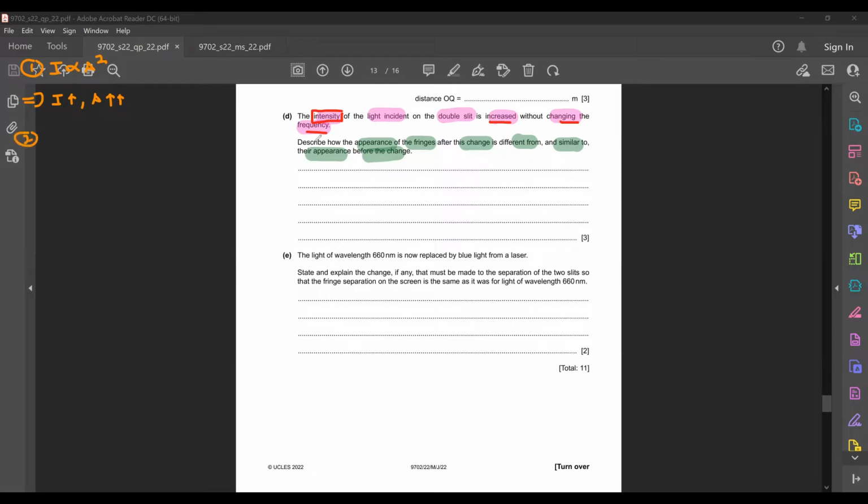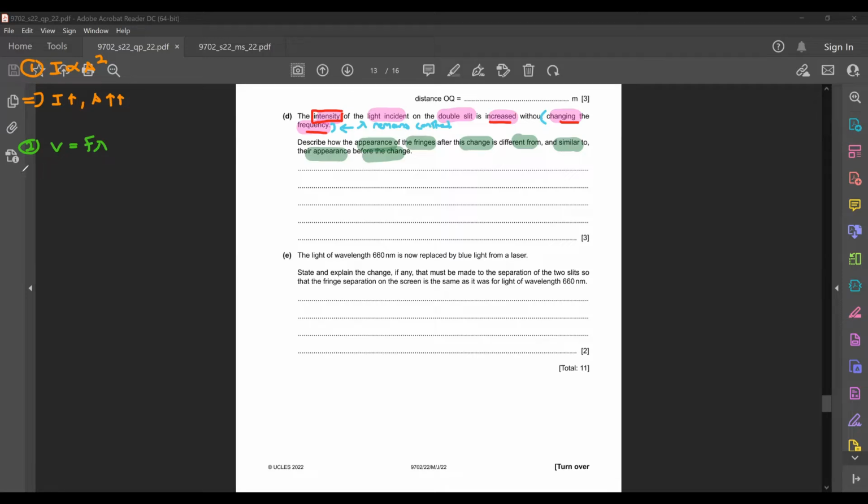And then after that, when you see that frequency is unchanged, this one would actually tell you wavelength remains constant. Okay, the fact that they told you frequency is unchanged tells you that lambda remains constant. Now, why is this so? You can actually refer to the equation v equals f lambda. This one, let me rewrite it. v equals f lambda.